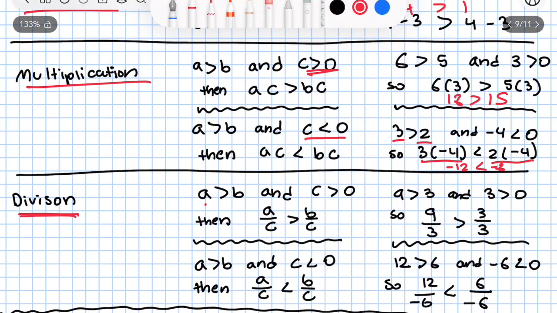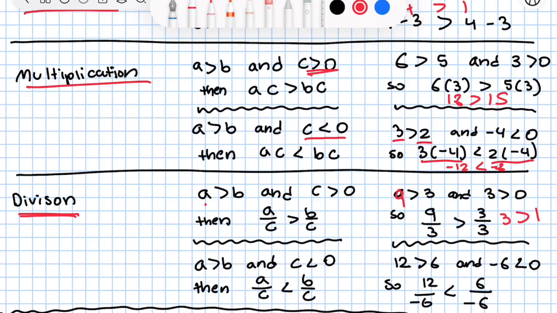Now we have division. If A is greater than B and C is greater than 0, then A over C is greater than B over C, which is true. So if 9 is greater than 3 and 3 is greater than 0, then 9 over 3 is greater than 3 over 3, which is true. 3 is greater than 1.